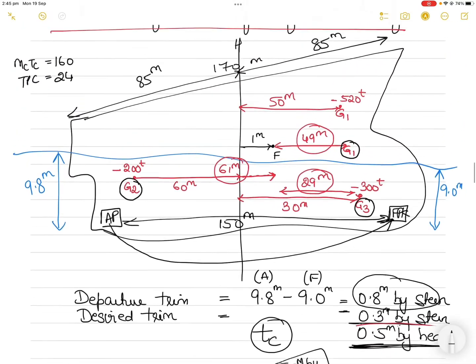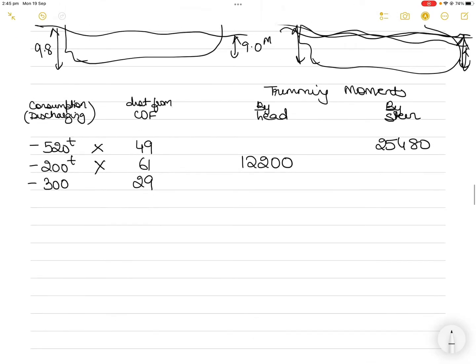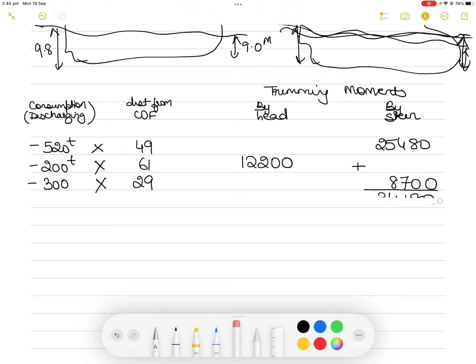And in the third case again, 300 tons of fresh water is being consumed from the forward part of the vessel. That means a weight is being lifted off the forward part, it becomes lighter, and the vessel will trim again by stern. So in the third case, 300 tons multiplied by 29 is 8,700. So if I add the stern moment together, I am getting 34,180, whereas the head moment is only 12,200. And we have determined earlier that we need more of the head trim.